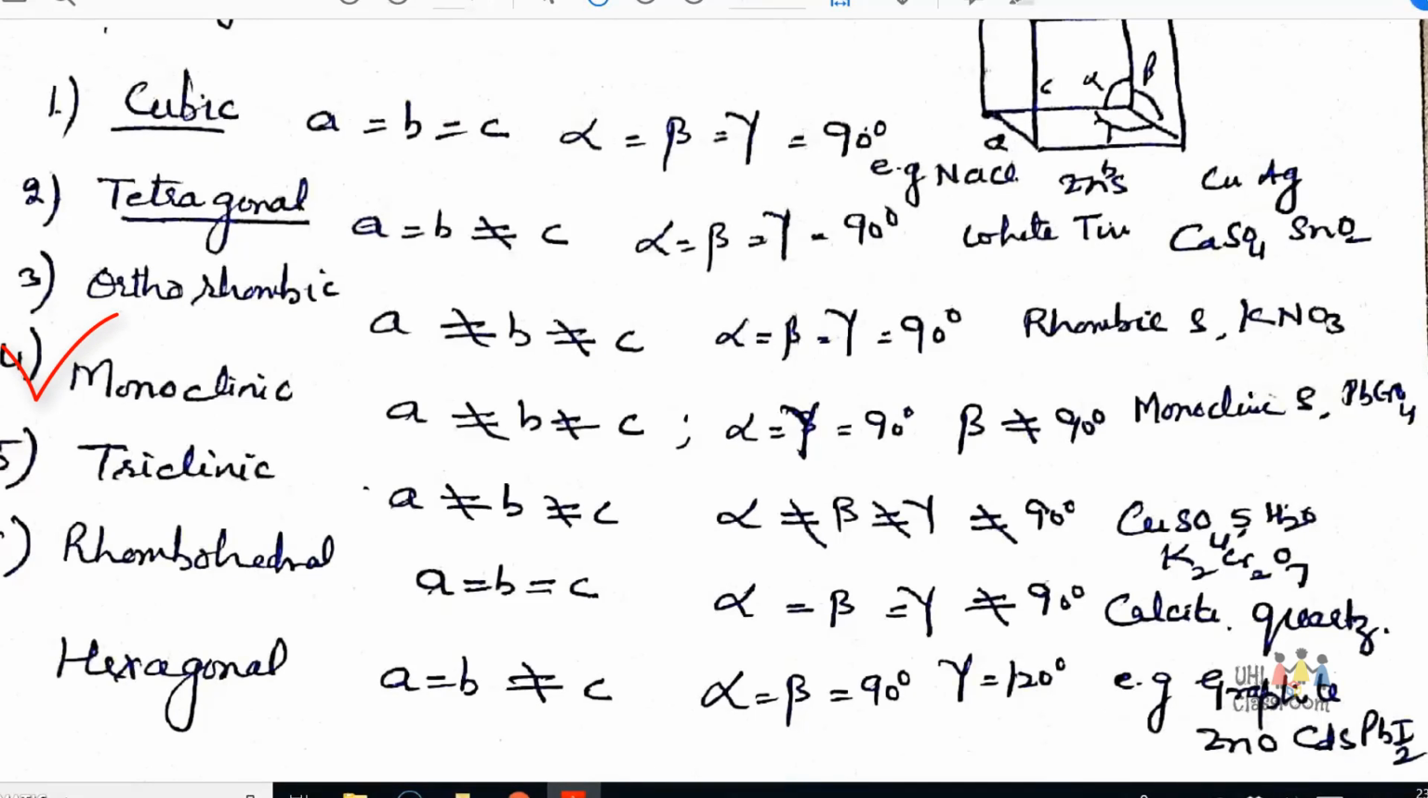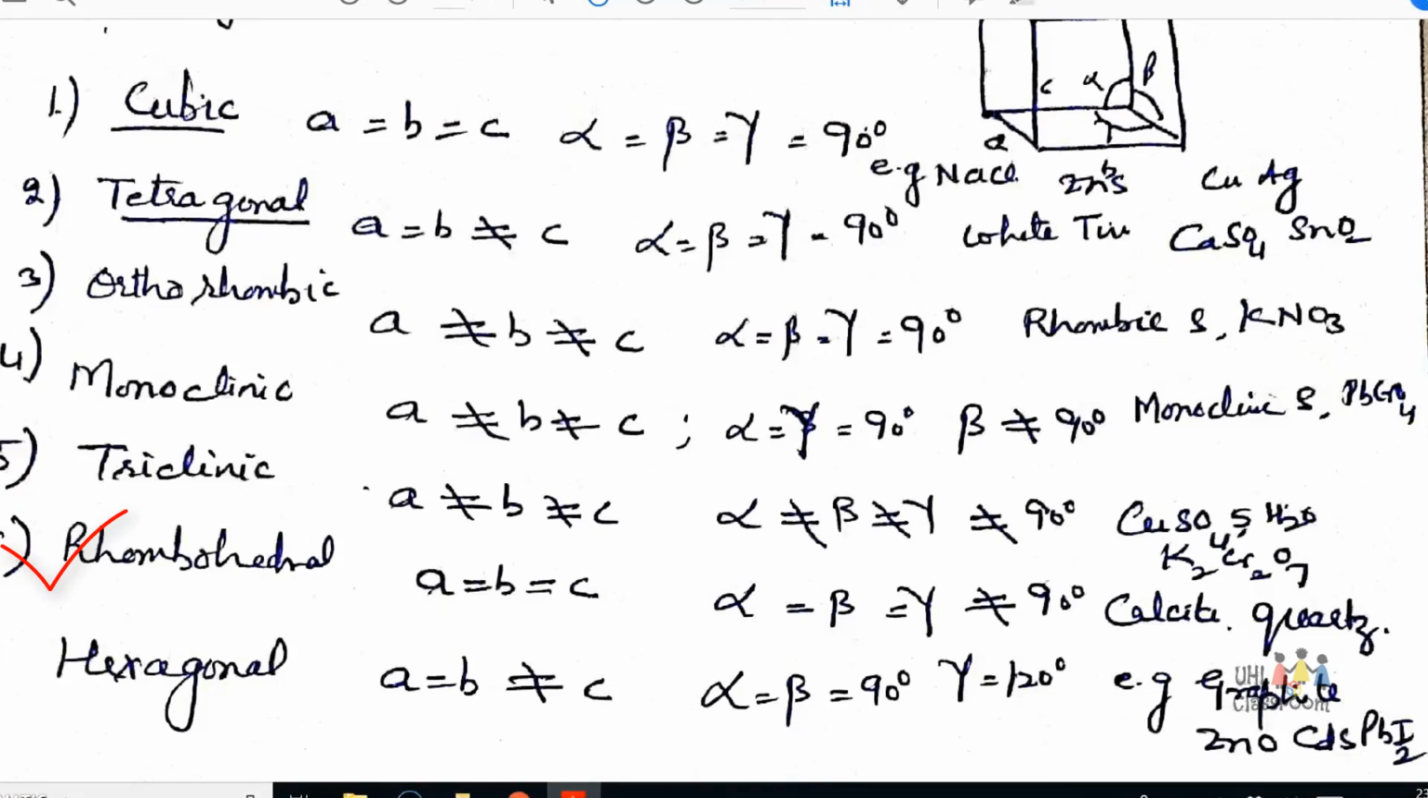Fourth is monoclinic, in which all the sides are different. a is not equal to b, b is not equal to c, but two angles alpha and gamma are of 90 degree, but beta is not of 90 degree. The example is monoclinic sulfur and lead chromate. Fifth is triclinic, in which all the three sides are different. a is not equal to b, b is not equal to c, and all the three angles are not equal and they are not 90 degree. Example is hydrated copper sulfate and potassium dichromate.